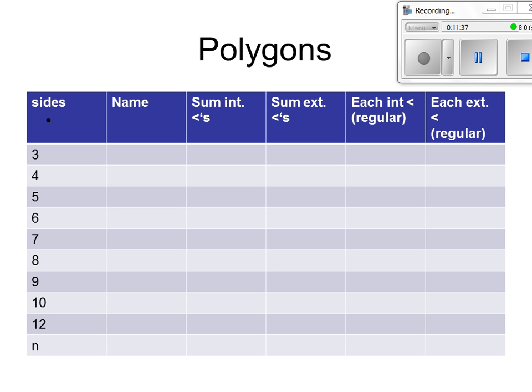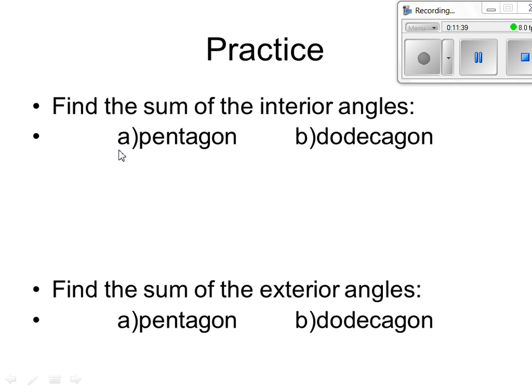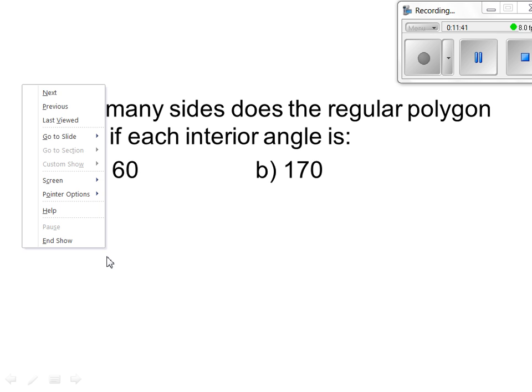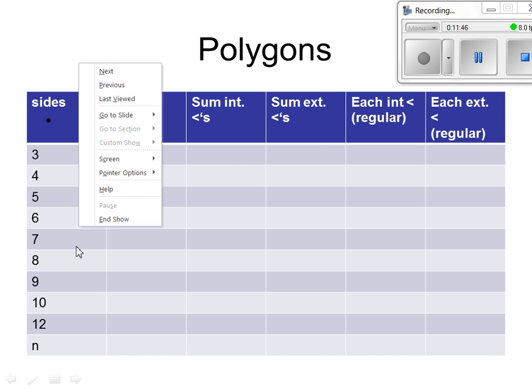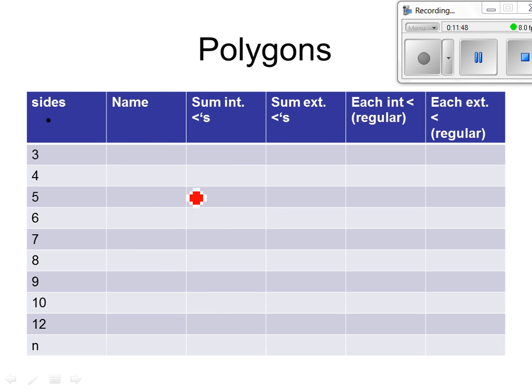What's the name of a 3-sided figure? Try. Triangle. Yep. What's a 4-sided figure? Quadrilateral. And you can fill all these in, right? I'm just going to go ahead and fill them in. Quit asking you. You can fill them in.